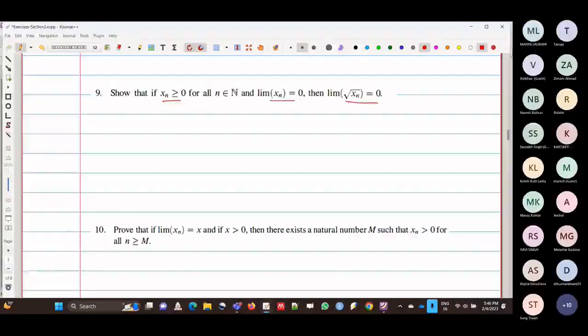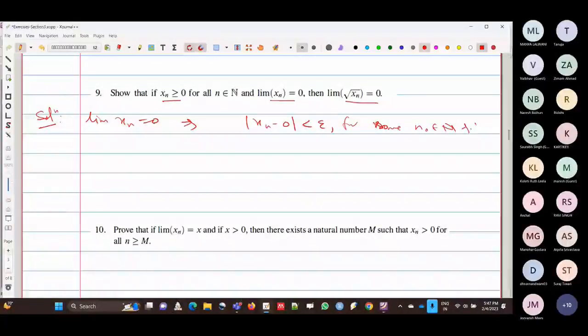I think we have done some questions related to this, but let us see. So here, given that the limit of xn equals to 0, this is the solution. Limit xn is equals to 0, it has been given. So this implies that xn minus 0 is less than epsilon for some natural number n such that n is greater than or equals to n naught, and it depends on epsilon. But xn is non-negative, so we can write this whole part as xn less than epsilon when n is greater than or equals to n naught epsilon.